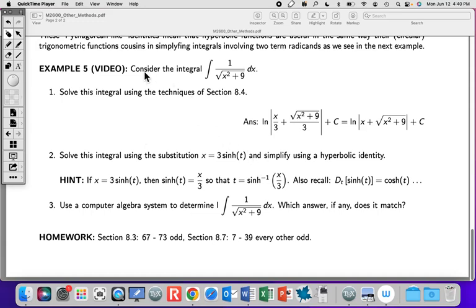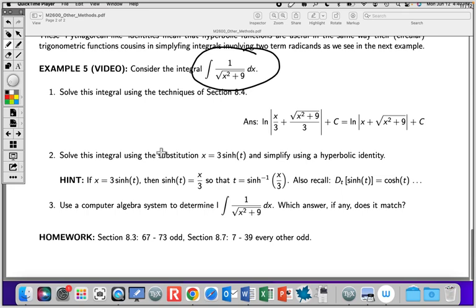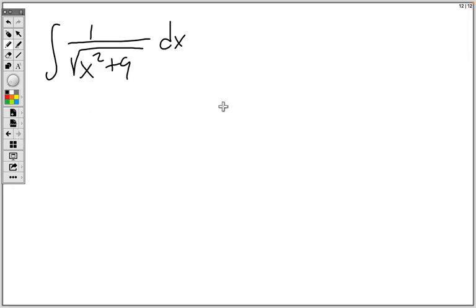Take a look here at this next example. We're asked to consider this integral: the integral of 1 over the square root of x squared plus 9 dx. We're first asked to evaluate this integral using the techniques of section 8.4. So section 8.4 was a trigonometric substitution.